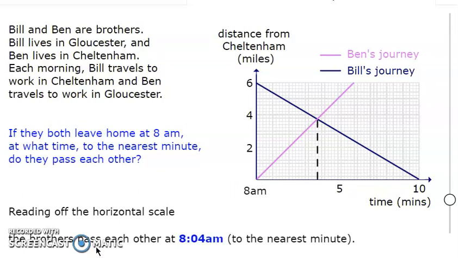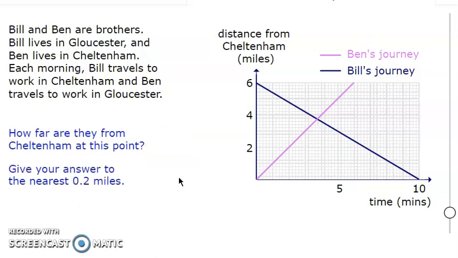The brothers pass each other at 8:04 a.m. to the nearest minute. Next question that is asked is, how far are they from Cheltenham at this point? Give your answer to the nearest 0.2 miles. So that is the point you can see. You have to calculate how far, that means it is asking you distance.